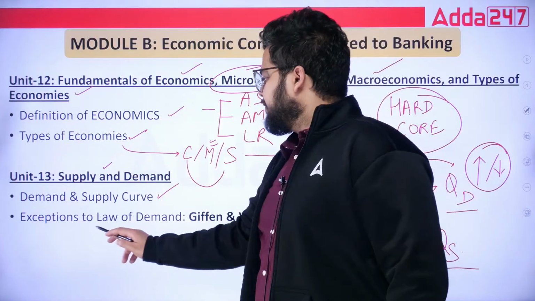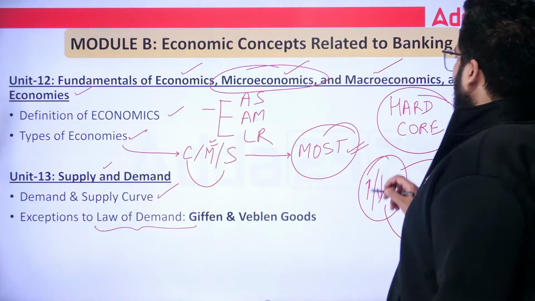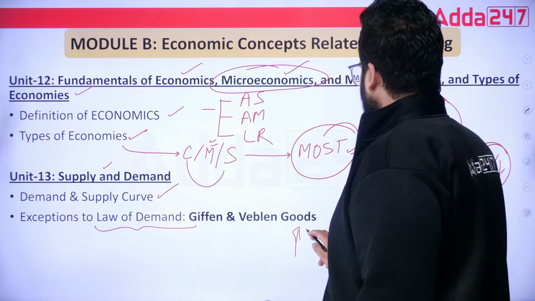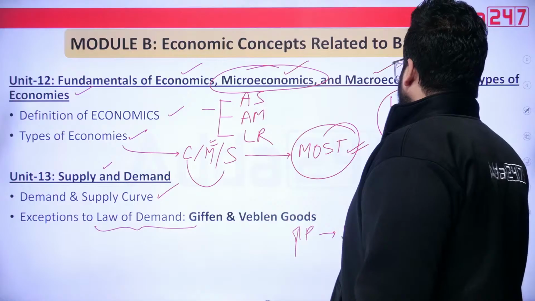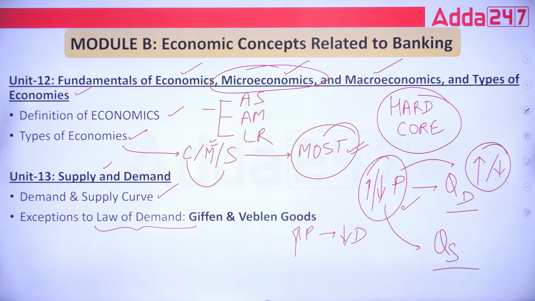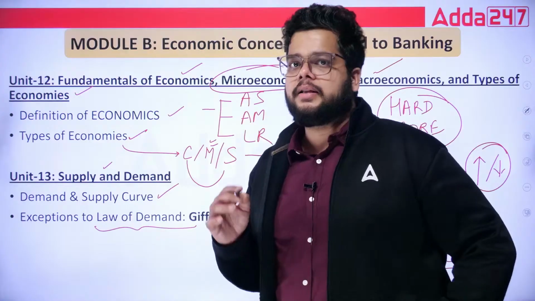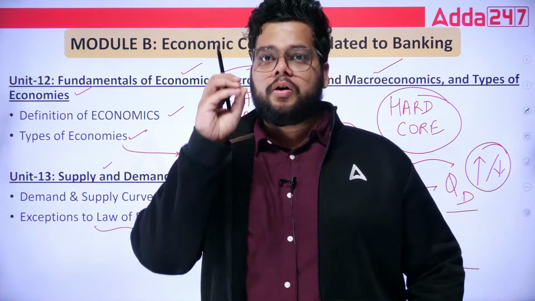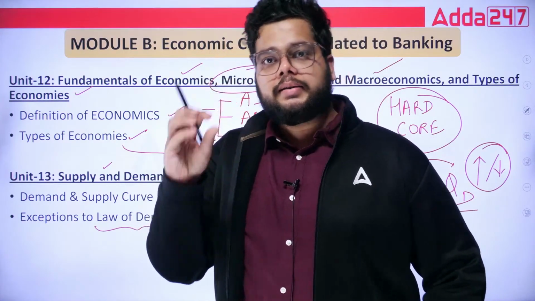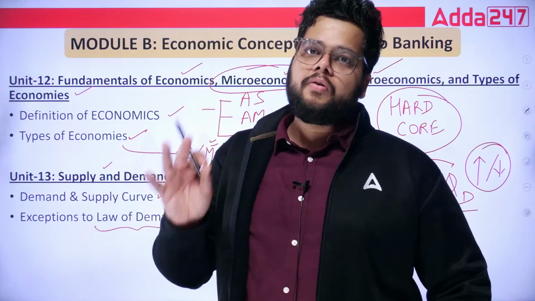Then we have the exceptions to the law of demand. So what does the law of demand state? That when the price of a commodity rises, the demand for that commodity falls, or vice versa. But there are certain situations where the exception applies, that is, even if the price is increasing, the demand is not falling. The demand sometimes indeed increases. That means the law of demand is no longer valid.